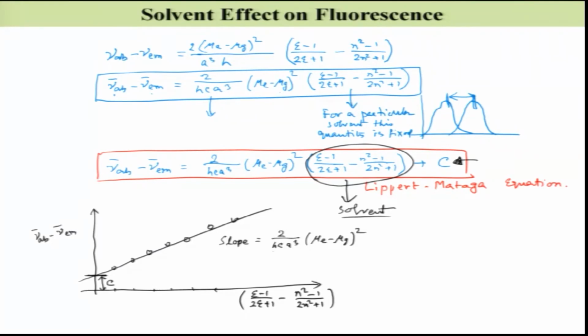Obviously here h, c and a cube are fixed quantities, so if you do such an experiment, the slope is nothing but mu e minus mu g whole square with this constant value. It means that if you know the ground state dipole moment, you will be able to calculate the excited state dipole moment and vice versa. Now, the question is how to measure the ground state dipole moment. There are several techniques by which you can measure it, but let me tweak this equation in a different way, and I will show you another interesting outcome of the same.